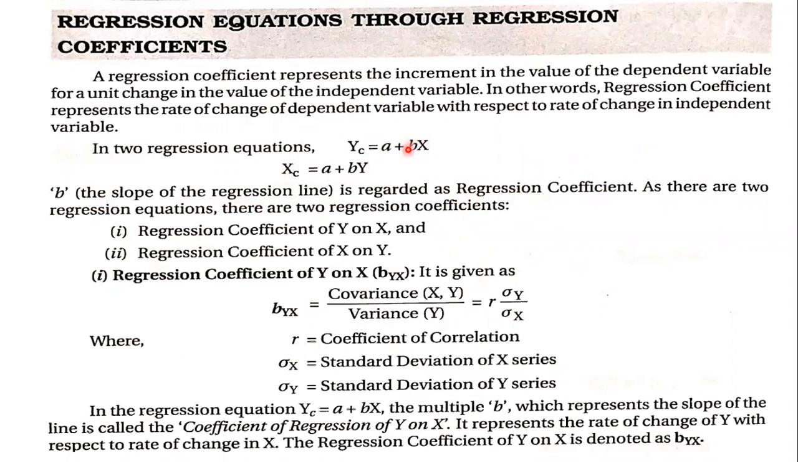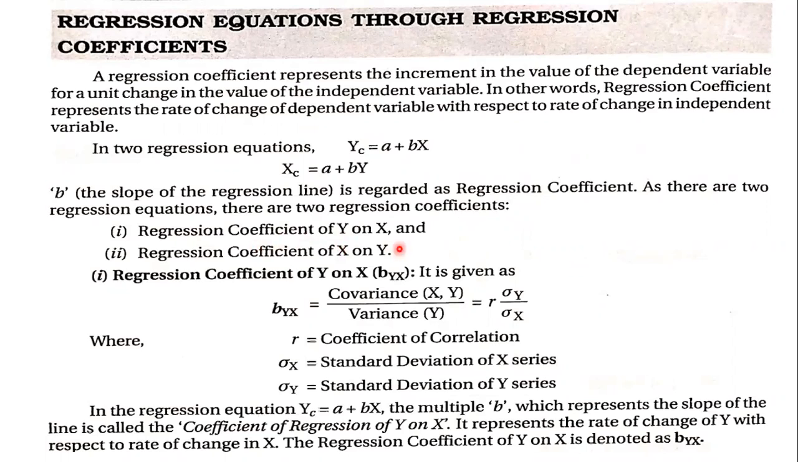So b, what you have here, bx and by, is called the slope of the regression line, and that is considered the regression coefficient. Since there are two equations, we will have two coefficients. Now let us see the coefficients one after the other. So we have the regression coefficient for y on x and the regression coefficient for x on y.